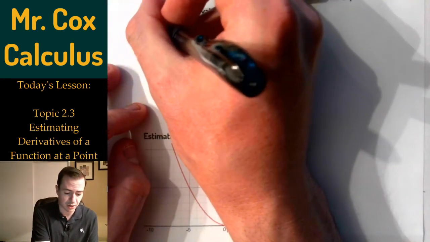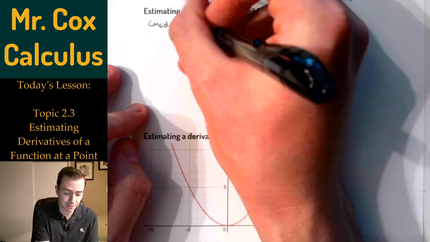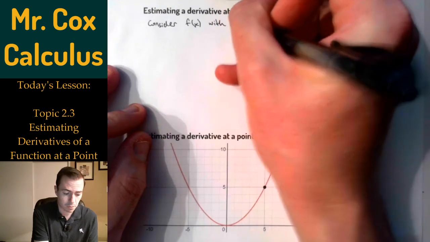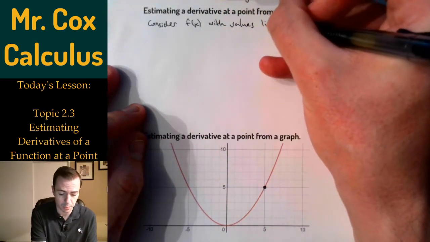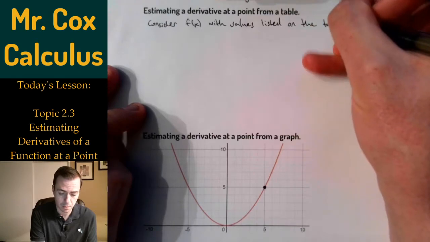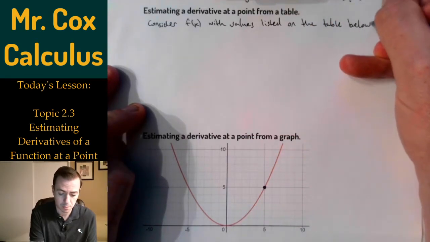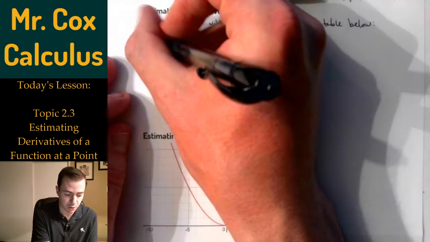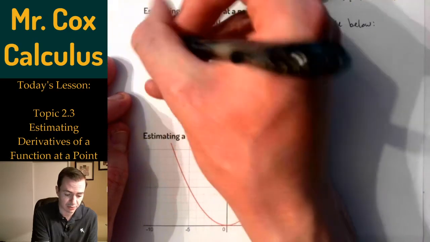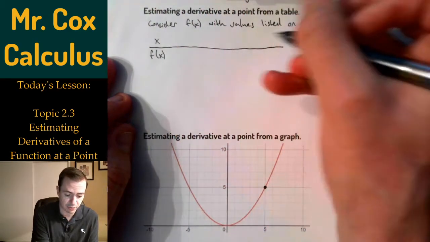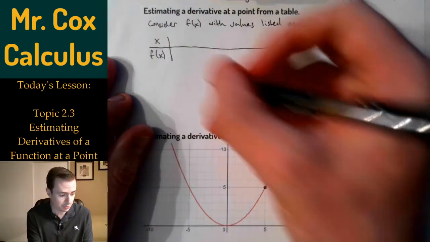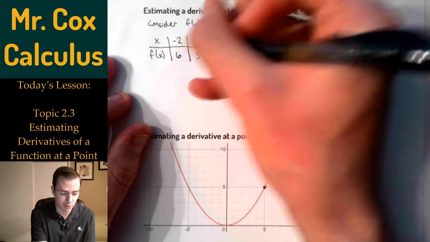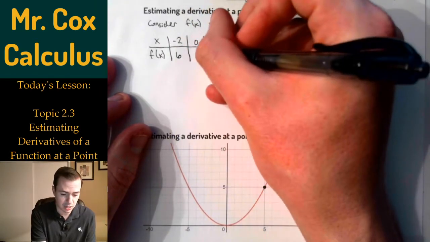So let's consider the function f of x with values listed on the table below. All we're going to have for this function is this table of values. I'm going to give us several, just so that we can at least have a general idea of what's happening with this function. So the first point we're going to look at is (-2, 6). And then we'll look at the point (0, 3). And then (3, -7).